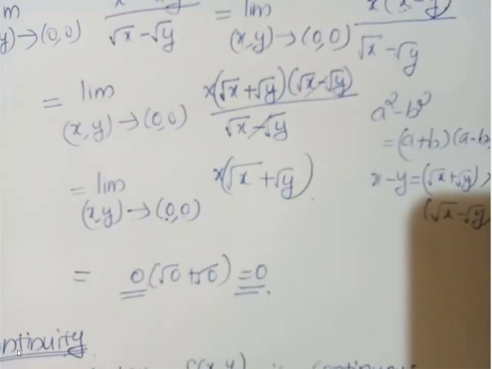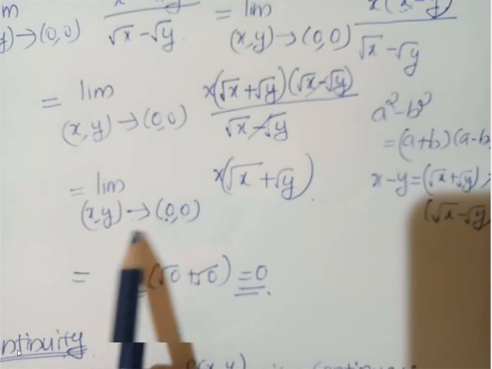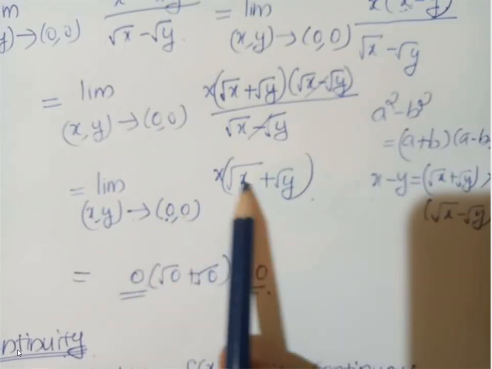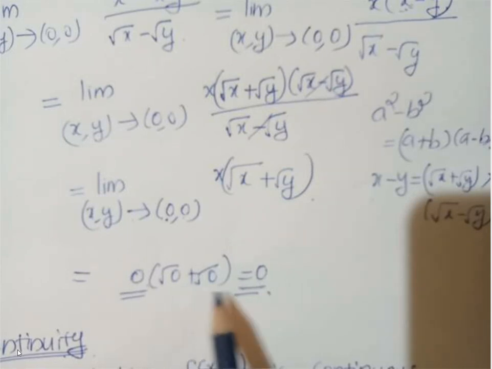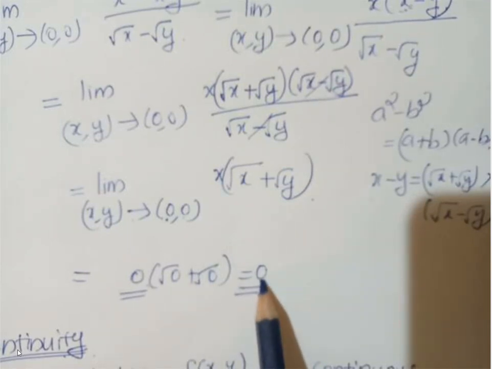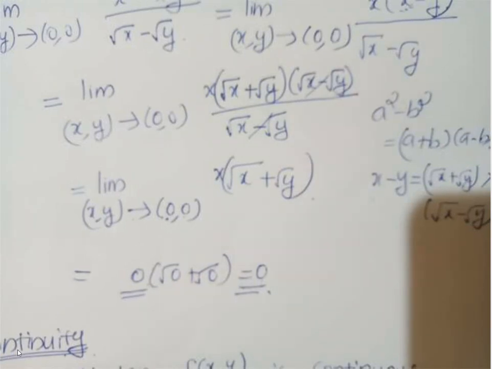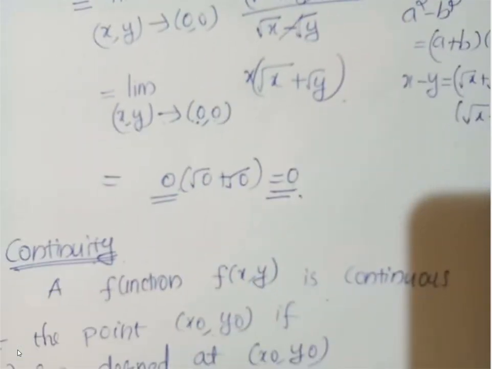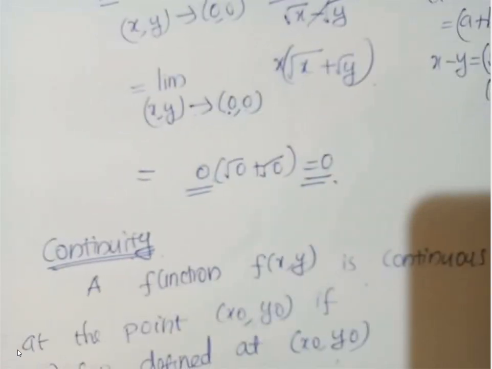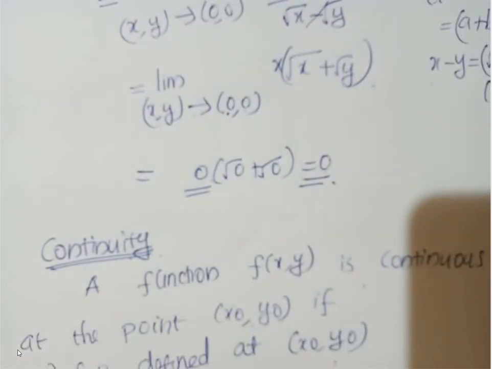Here x tends to 0, y tends to 0. So when x tends to 0, this is 0 into (root 0 plus root 0), which is the same as 0, right? So we got the answer 0. I think you have understood that. It is very easy, just substitute that value. Okay. So I'll give some homework also later, right?